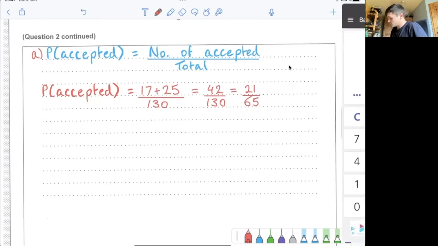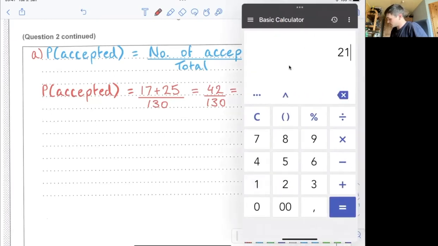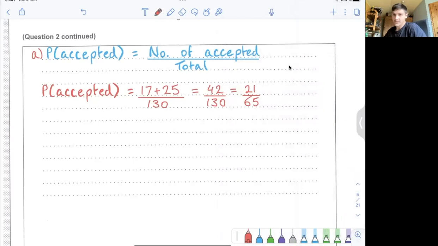You are more than welcome to put it in as a decimal if you wish. That would be 0.323 to 3 significant figures, though this fractional answer is exact. It's the exact answer. And so I would tend to suggest leaving it as a fraction is more accurate. So yeah, we'll leave it like that.